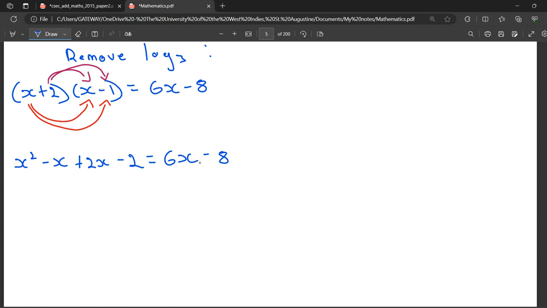So what we got to do here now is simply say negative x plus 2x will just be x. And then you have your x squared here. Because you have x squared, that remains unchanged. And negative x plus 2x will just give you positive x, so plus x. And you put back your negative 2 here. And that is equal to 6x minus 8.